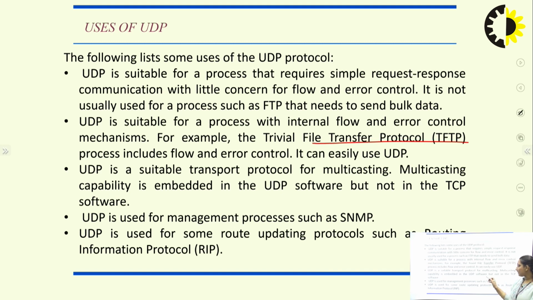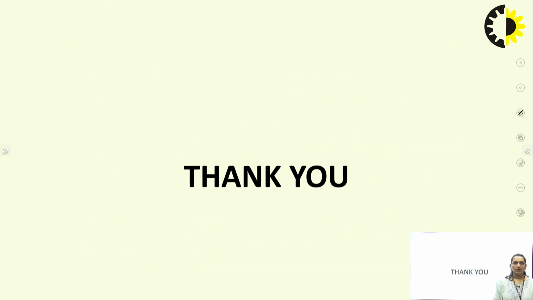In multicasting we also use it. We use the Simple Mail Transfer Protocol. We use UDP here, and in our routing update techniques, RIP uses a UDP message. So all these are the uses and headers, and then the advantages and disadvantages of using UDP here. Okay, thank you.